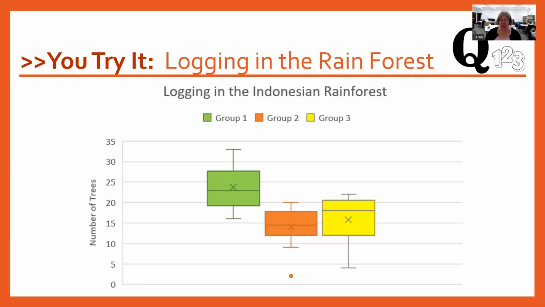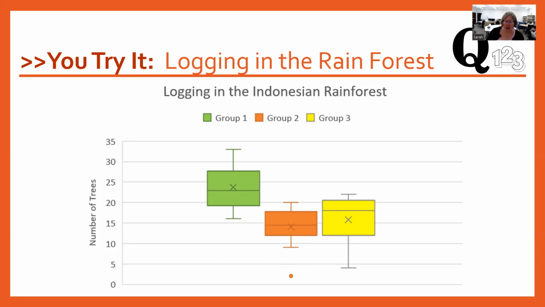Question 3, which group has the smallest median? The median is the line that splits the box into two pieces. So we're looking for the lowest value one. The median for group 1 is maybe about 23. The median for group 2 looks like maybe about 14. And then the median for group 3 is maybe 18. So the lowest bar here is going to be group 2. So group 2 has the smallest median.